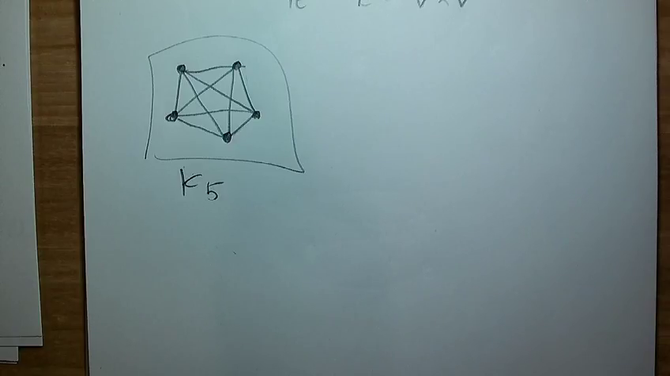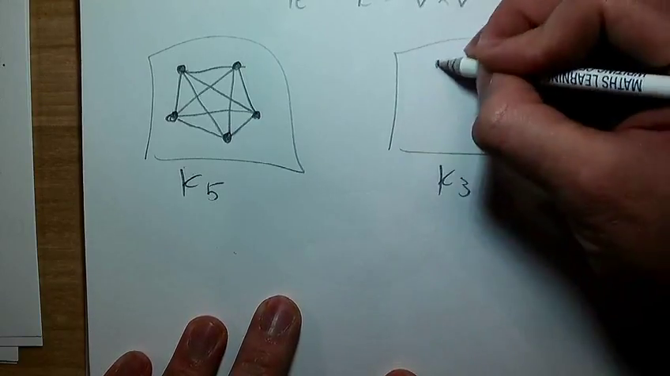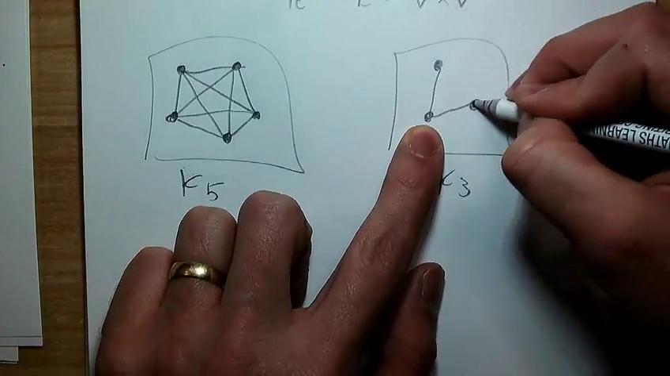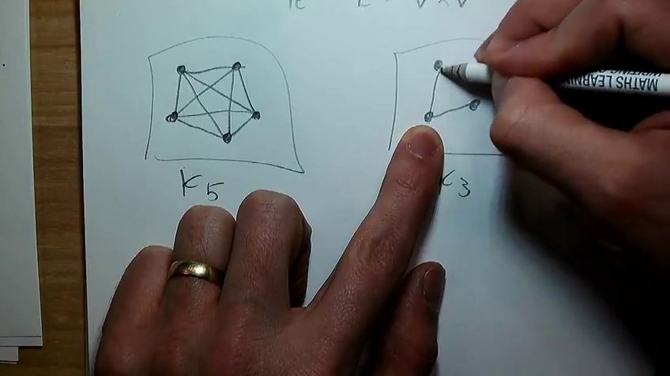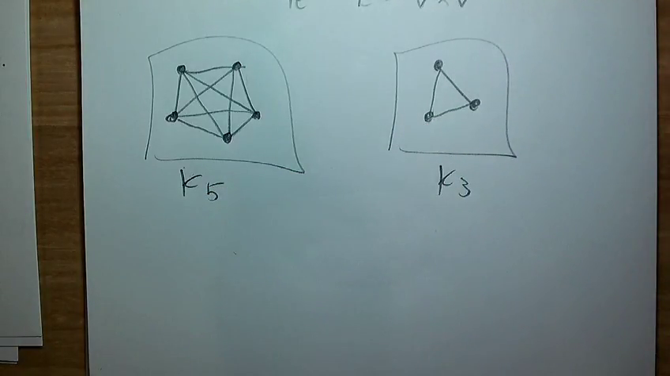The notes here have K3 drawn wrong. I'm just going to correct it for you. Okay. So K3. This one has to be connected to both of the others. This one has to be connected to both of the others. And this one has to be connected to both of the others. K3 is just a triangle. You're missing an edge. I'll just fix it for you in your notes.